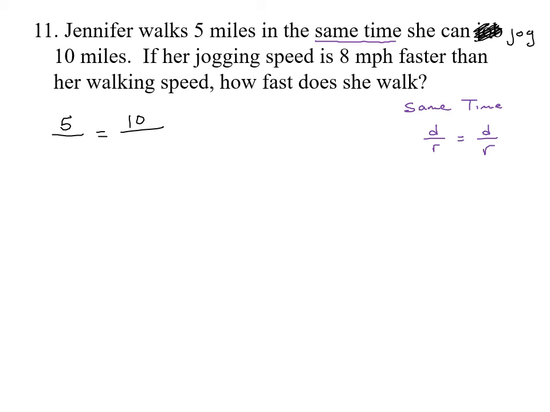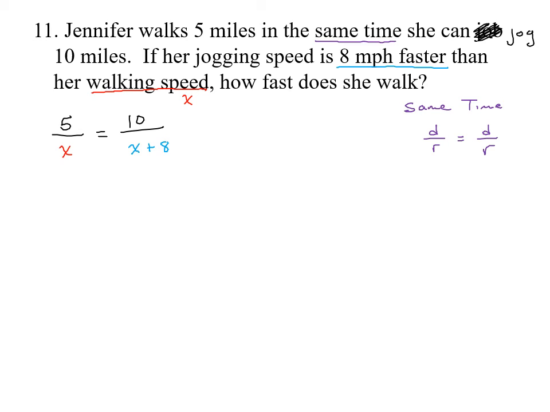Remember back when we did word problems before, I said we could let the thing at the end of the phrase be x. That's what we're going to do here. We're going to say her walking speed is x. And so since she walks 5 miles, I'm going to put the x underneath the 5. And it's 8 miles an hour faster, tells me I have to do x plus 8 on the bottom of the other fraction. If it was 8 miles an hour slower, I would do x minus 8.